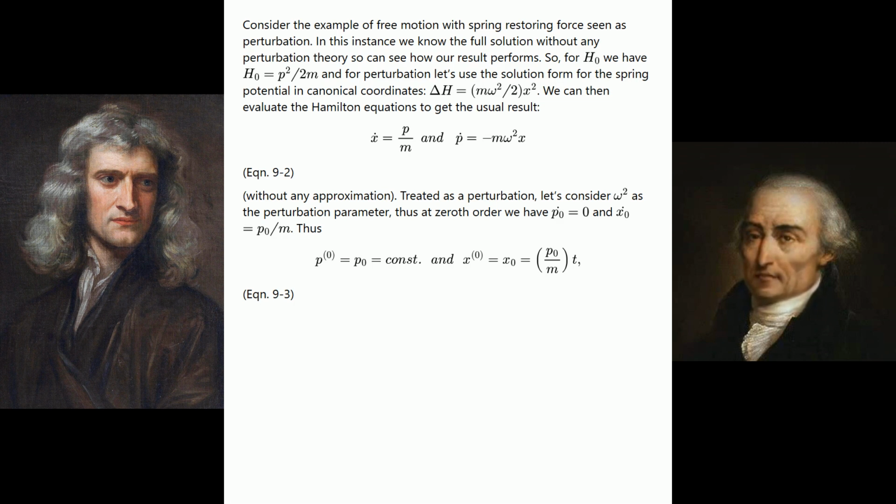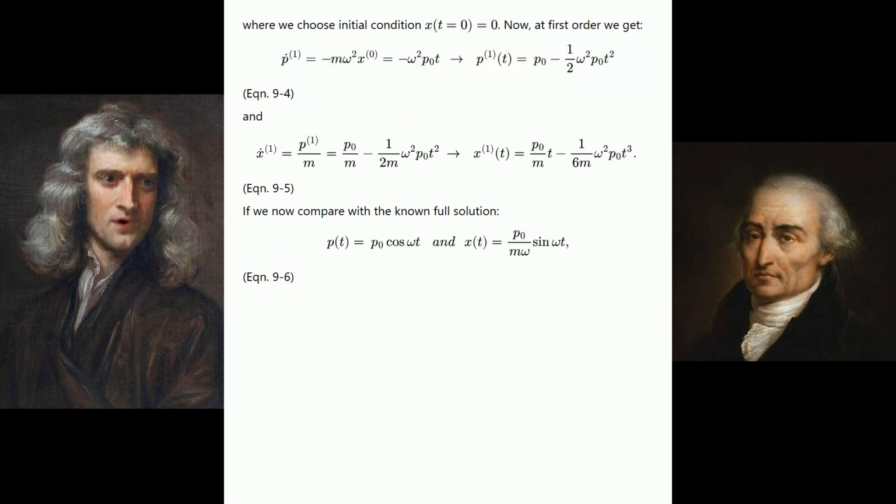We can then evaluate the Hamilton equations to get the usual result. See equation 9-2. Without any approximation. Treated as a perturbation, let's consider omega squared as the perturbation parameter. Thus at zeroth order we have p sub 0 equals p sub 0 and x sub 0 equals p sub 0 t divided by m. Thus, see equation 9-3, where we choose initial condition x of t equals 0 equals 0.